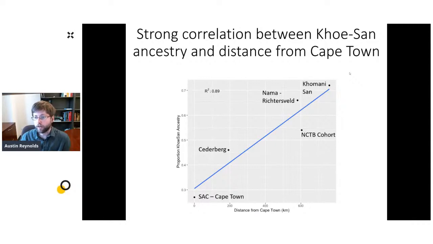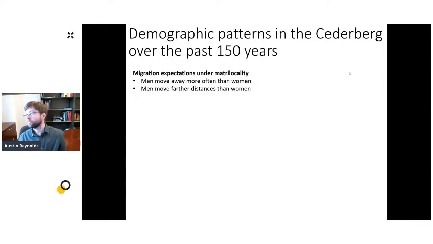So this got me wondering, we see this geographic pattern of Khoisan ancestry. Do we also see a geographic pattern of cultural traits as well? So that is something that we did. We used this demographic information, where we're collecting the birthplaces of people's parents and grandparents, to reconstruct what the migration patterns were like over the past 3 generations, or the past 150 years, give or take.